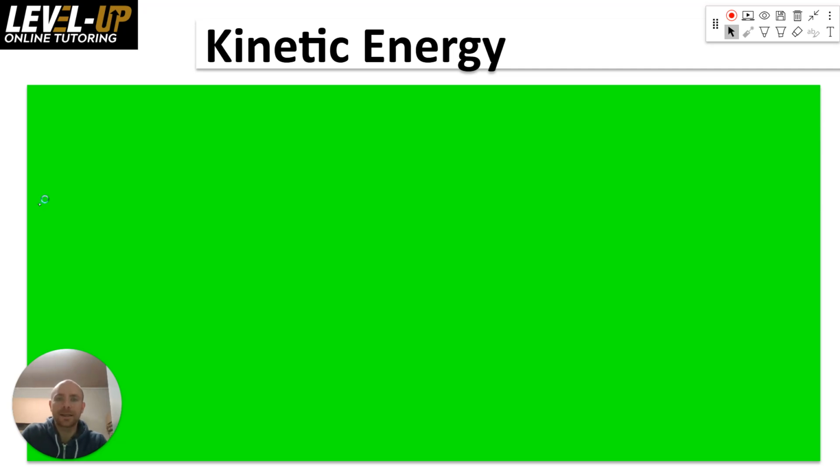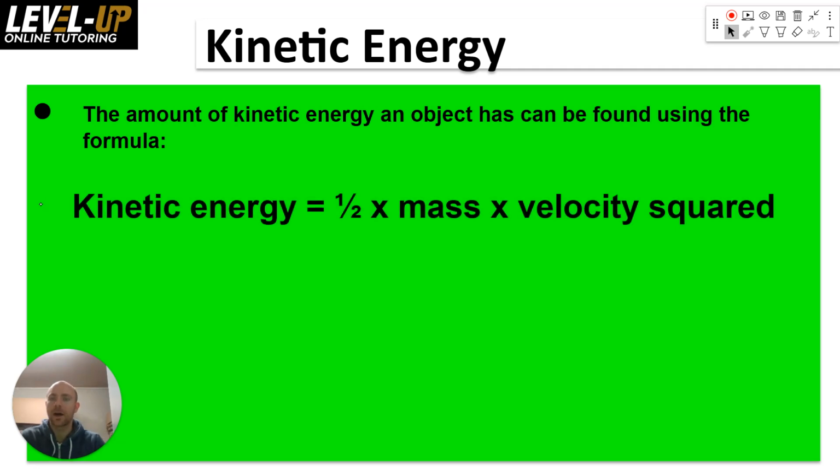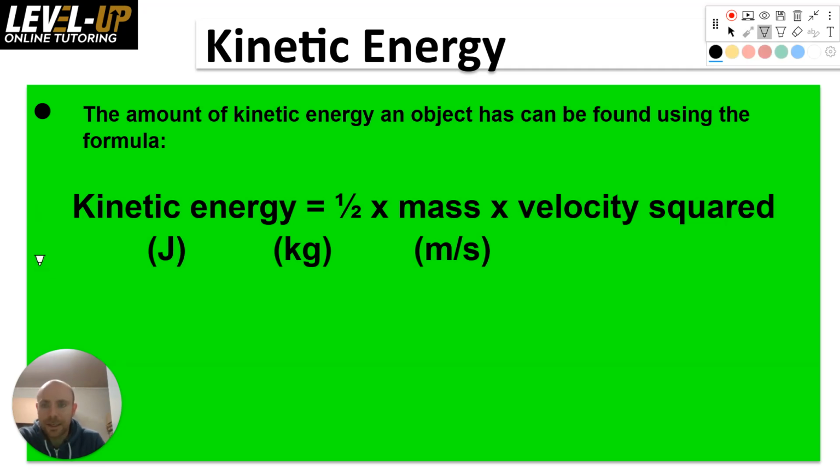So kinetic energy, the formula is, hopefully you're saying it in your heads right now, but the formula is half mv squared. Kinetic energy is half times the mass times the velocity squared. Importantly, I will always stress this, the units you need to be aware of. You need to make sure that your kinetic energy is in joules, that your mass is in kilograms, and that your velocity is in meters per second.